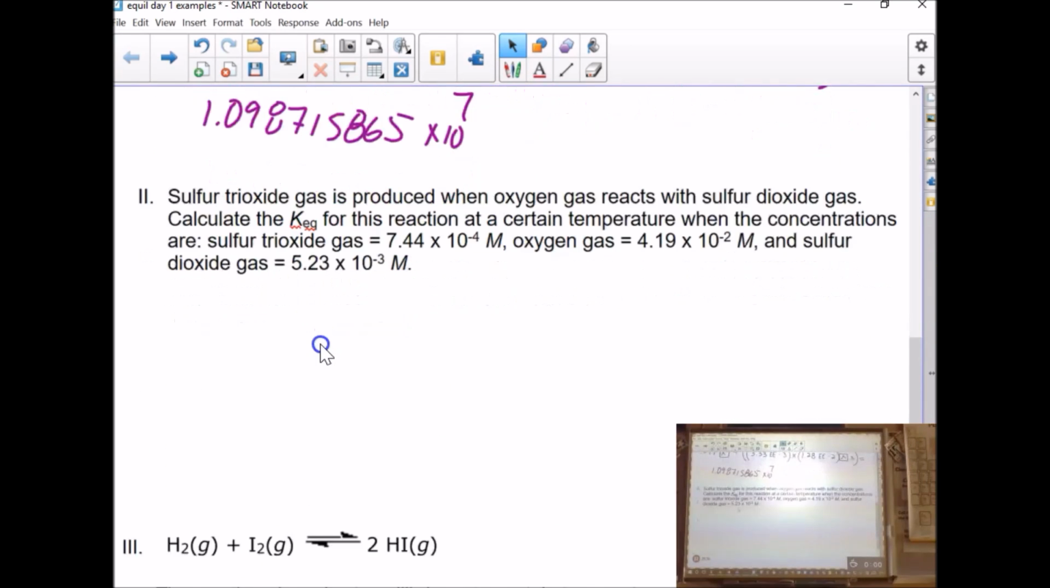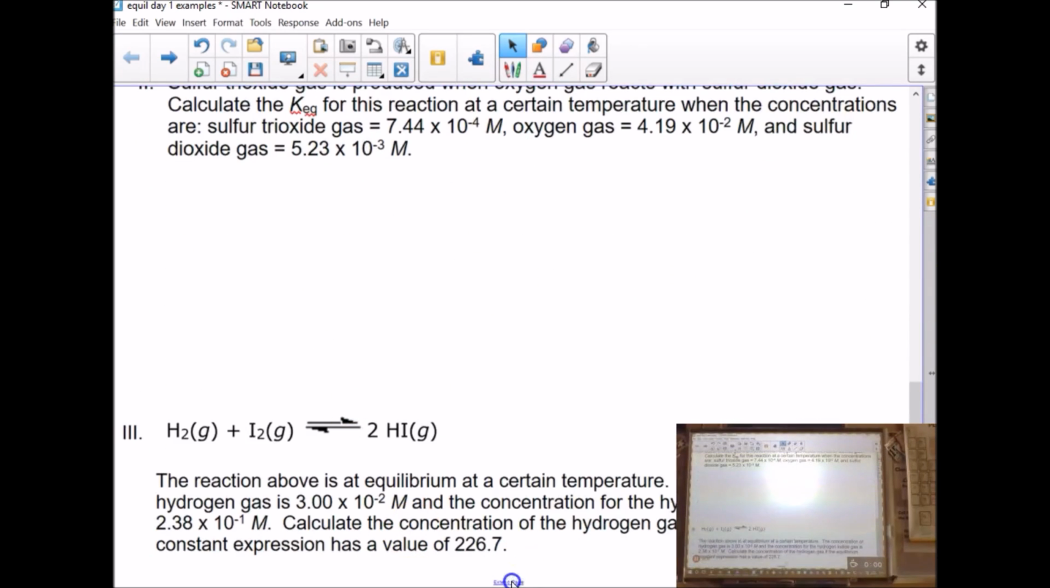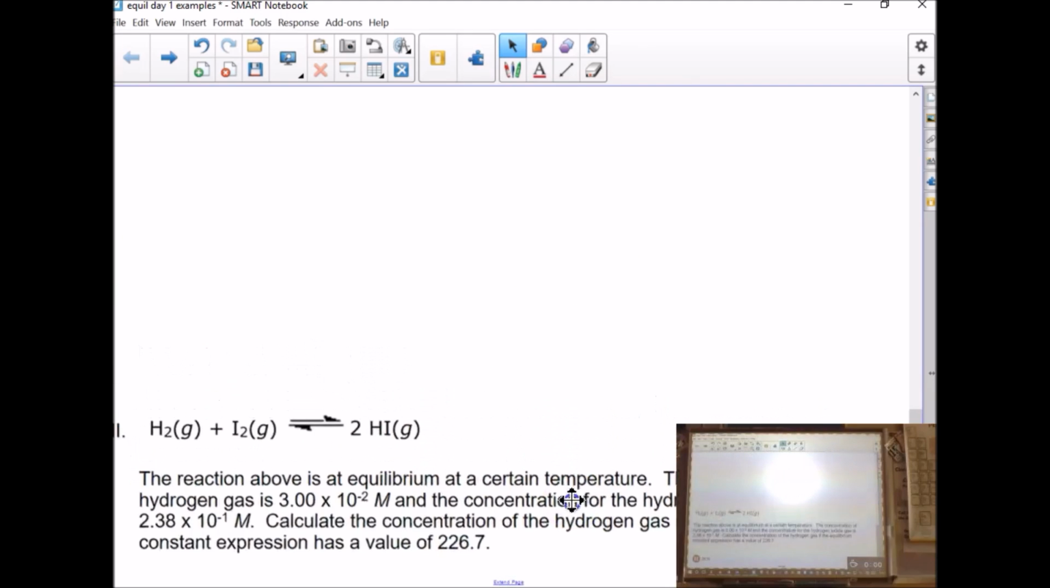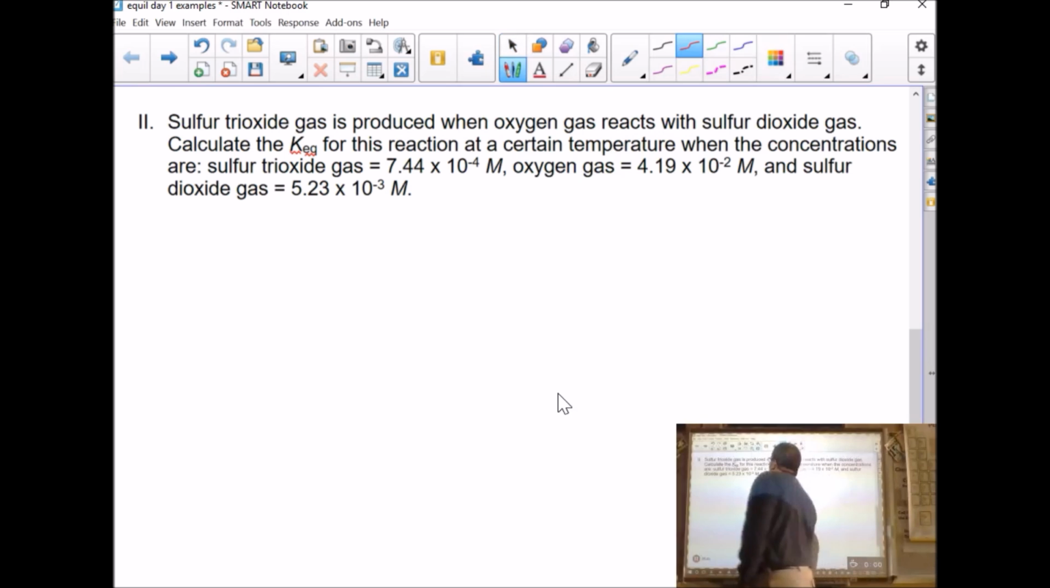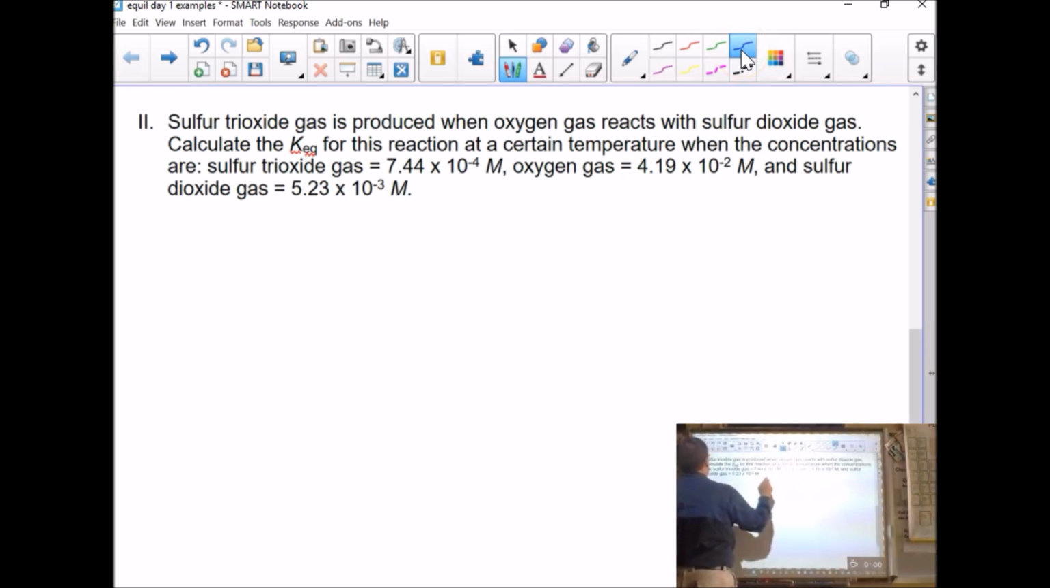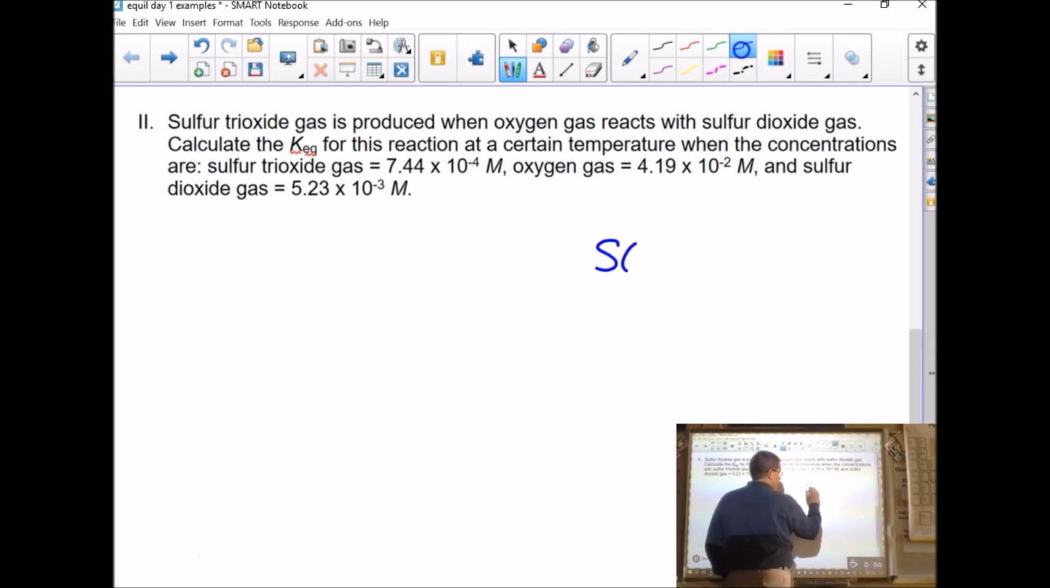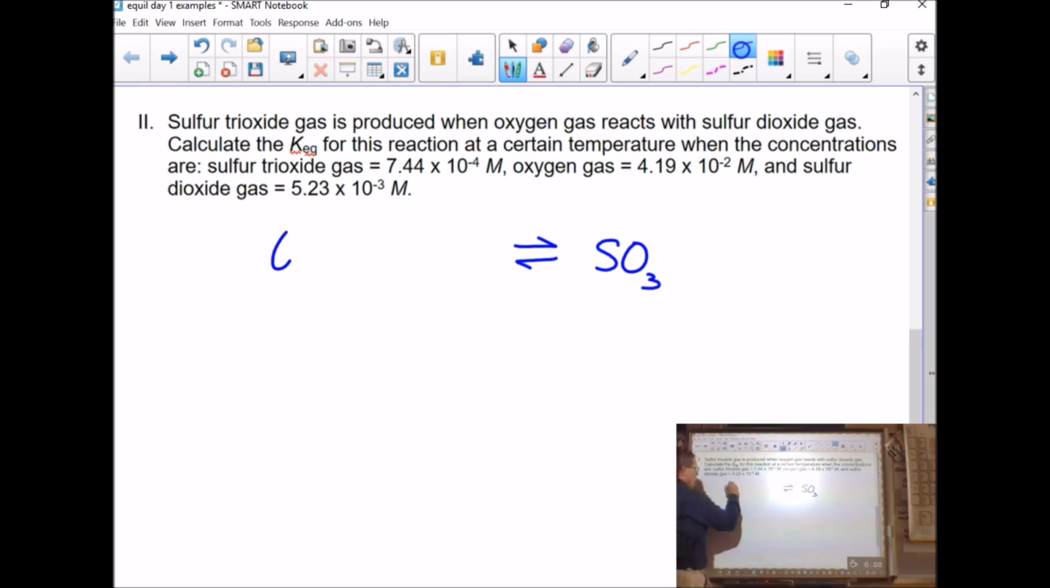All right, number 2. Let me scoot that down. Number 2 says sulfur trioxide gas is produced. Here, let's write that down. So sulfur trioxide is SO3, very good. Is produced when oxygen gas reacts with sulfur dioxide gas.